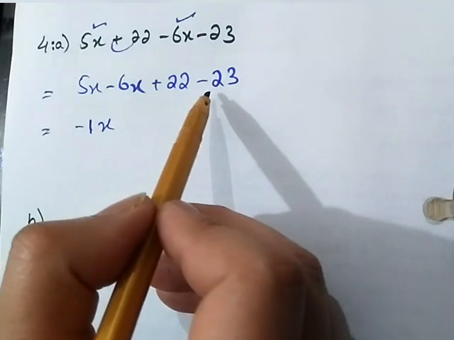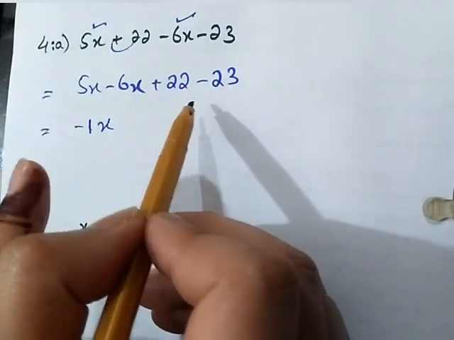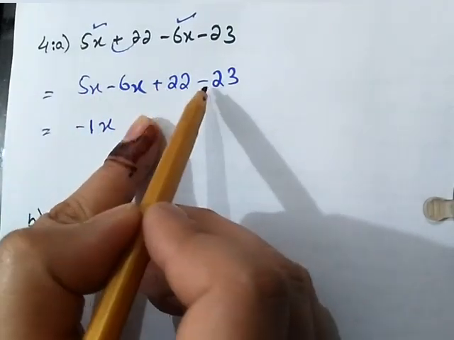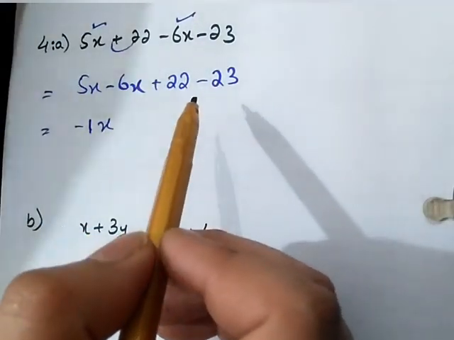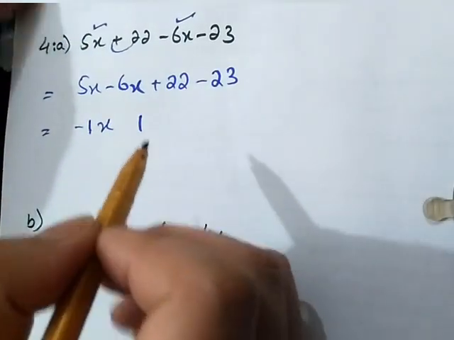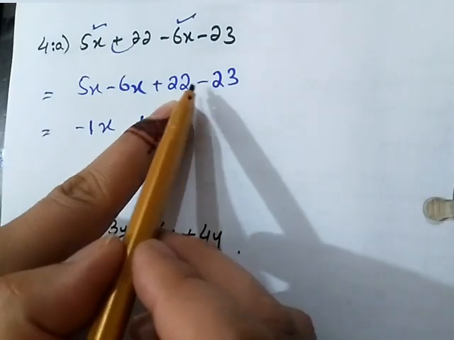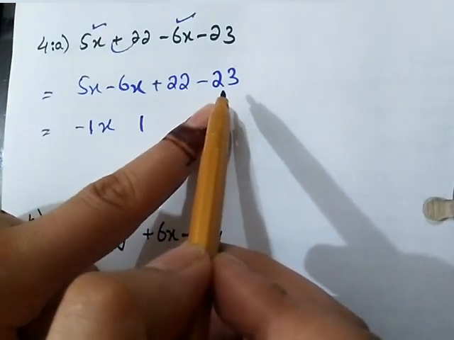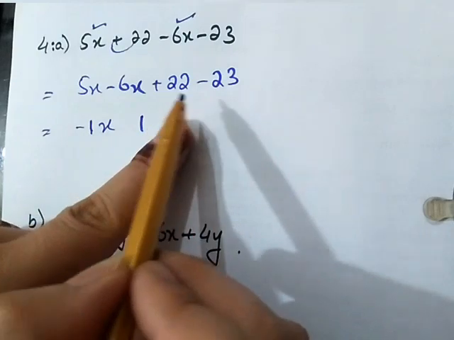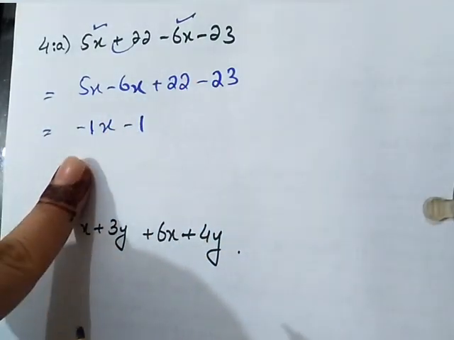22 minus 23. Opposite signs are here, so terms are going to be subtracted whenever they are opposite signs, plus and minus. So without any thinking, you just have to subtract your terms. 23 minus 22, 1. And what will be the sign? Now look at the terms. Which is the greater term, 22 or 23? Definitely 23. So what is the sign with 23? That is minus, so we put the minus sign here.